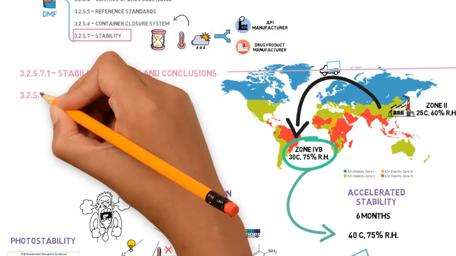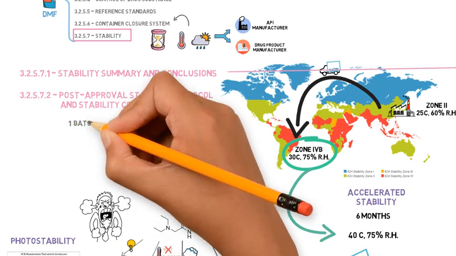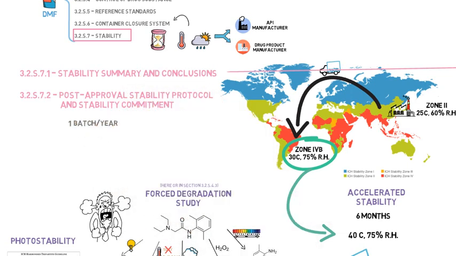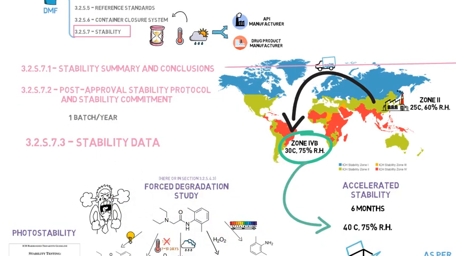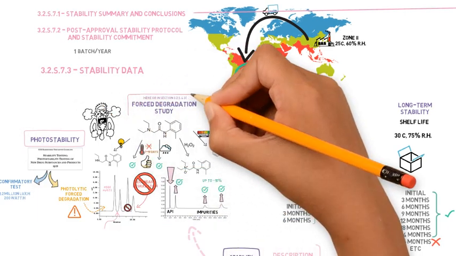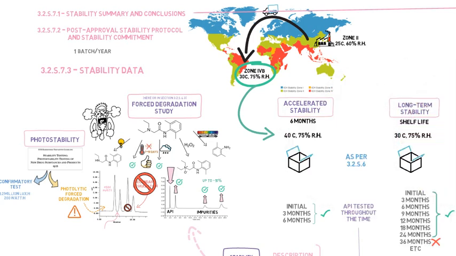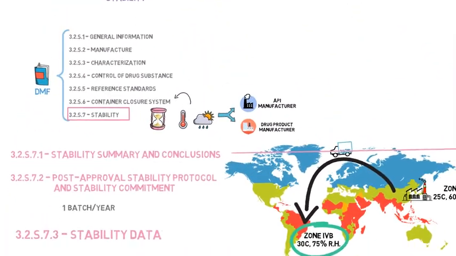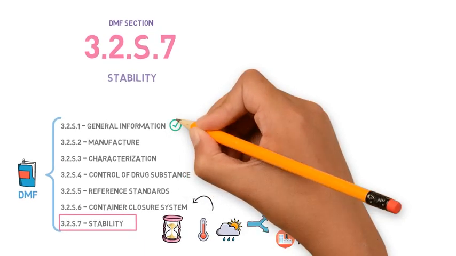After that, post-approval stability protocol and stability commitment are presented. This is a study done after approval of the API, adding 1 batch per year in a long-term study. Finally, the stability data subsection will be where all the results are presented for the studies we have discussed: the photostability study, the forced degradation study, the accelerated and long-term stability studies, even if they are still in progress. And this was the stability section, which provides so much important information about the conditions where the API must be stored and for how long.